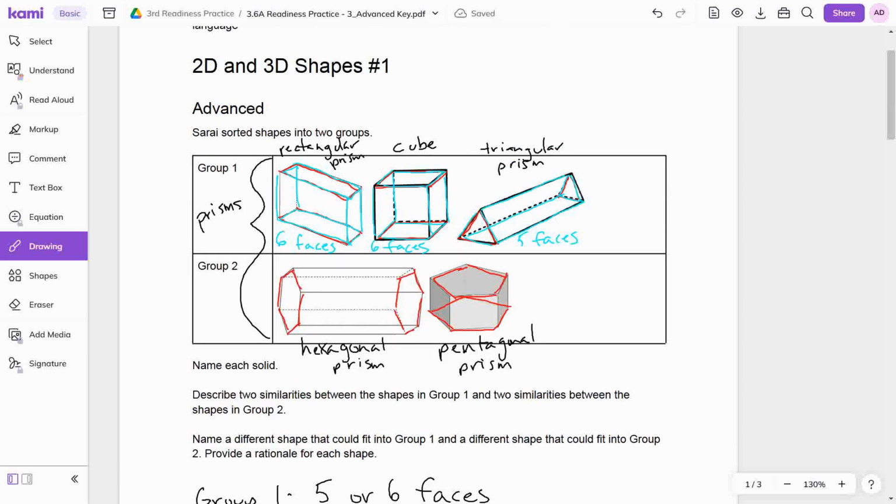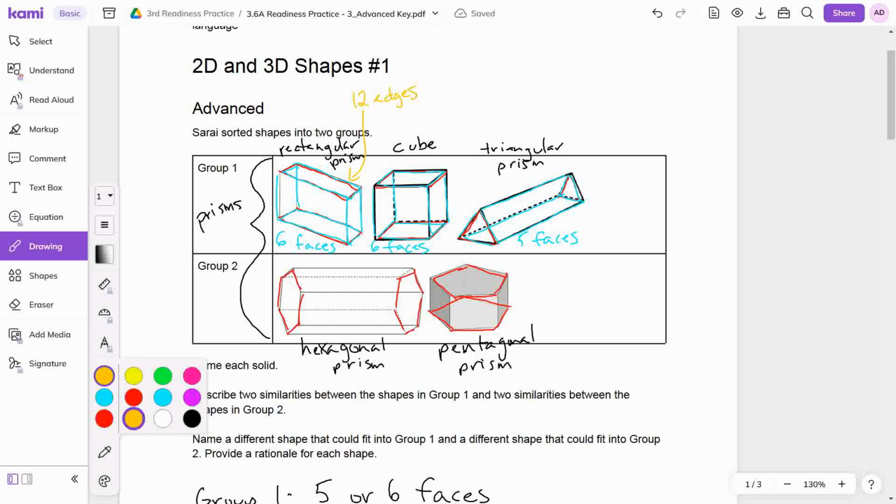Well, I've actually outlined the edges. What I've outlined in blue are my edges here. And I've got 1, 2, 3, 4 on the top, 5, 6, 7, 8 on the bottom, 9, 10, 11, 12. So I'm just going to write this right here. I've got 12 edges, and I've got the same thing for my cube. 4 on the top, 4 on the bottom, and then 4 connecting. 4, 4, 4 make 12. So I can describe this as 12 edges.